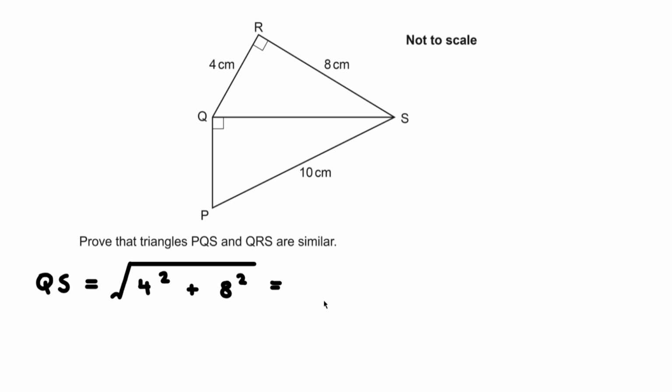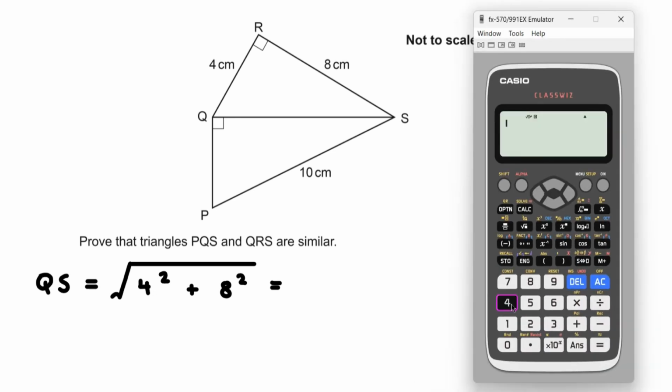So what this is equal to, 4 squared plus 8 squared, that's 80, and if I square root that, I get 4 root 5. We'll just leave it as square root 80. And with this, let's just add this to the diagram. I've got here square root 80.